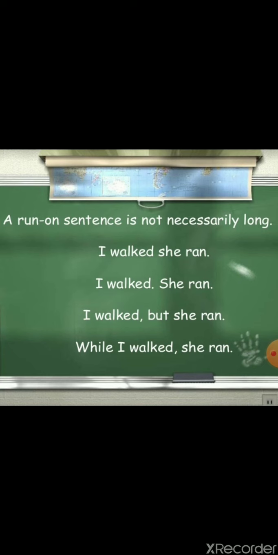Okay. So a run-on sentence is not necessarily long. I walked, she ran. I walked, but she ran. See the small version of these sentences. So they are known as run-on sentences, in which we find the error based on conjunction. Most of the time, conjunction-based errors come in this theme, this title, that is run-on sentence.